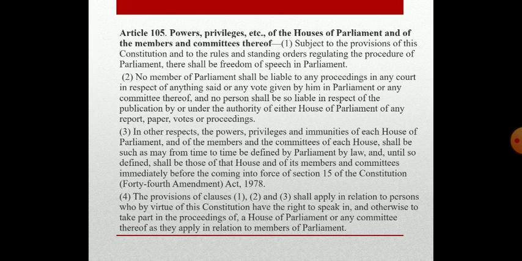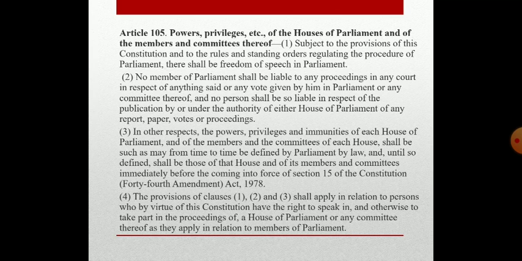Next clause: "In other respects, the powers, privileges and immunities of each House of Parliament and of the members and committees of each House shall be such as may from time to time be defined by Parliament by law, and until so defined shall be those of that House and of its members and committees immediately before the coming into force of section 15 of the Constitution (44th Amendment) Act, 1978."